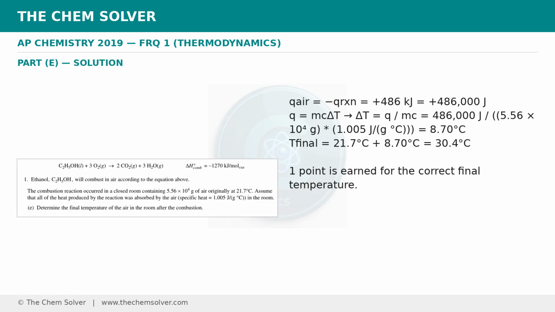q air = −q rxn = +486 kilojoules = +486,000 J. q = mcΔT gives ΔT = q/mc = 486,000 J/(5.56 × 10⁴ grams × 1.005 J/g·°C) = 8.70 degrees Celsius. T final = 21.7 degrees Celsius + 8.70 degrees Celsius = 30.4 degrees Celsius. 1 point is earned for the correct final temperature.